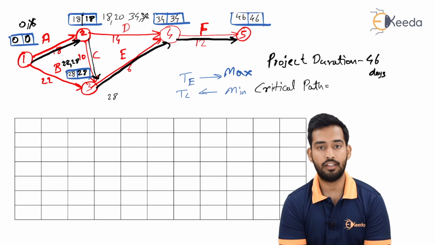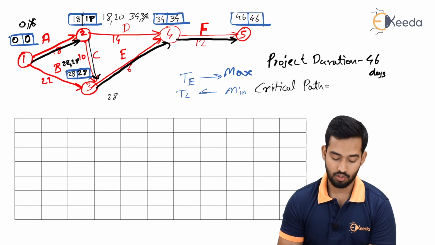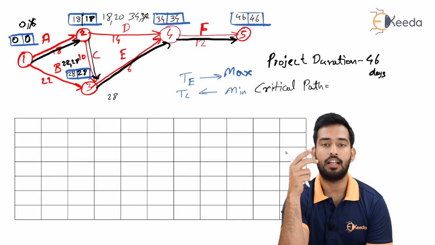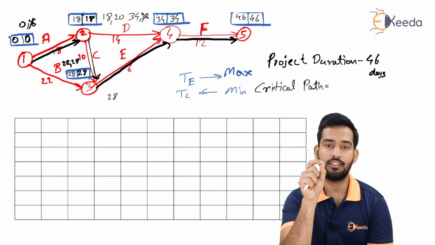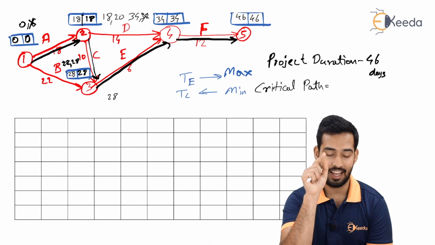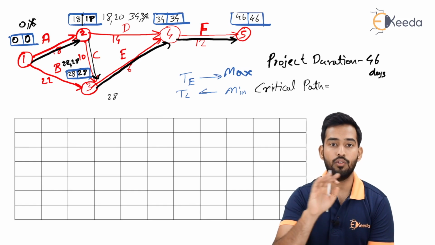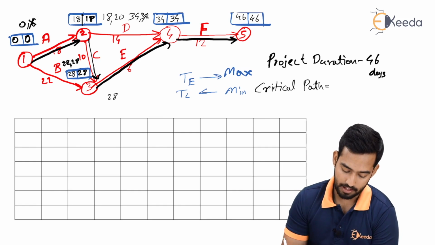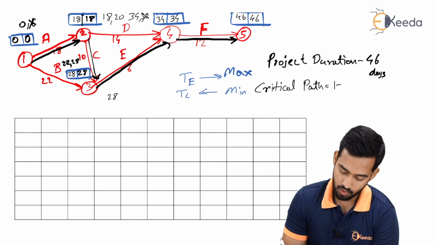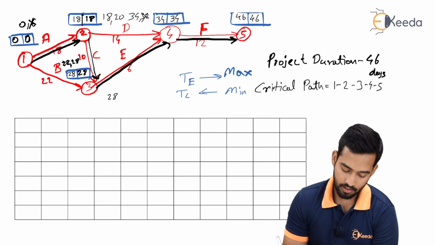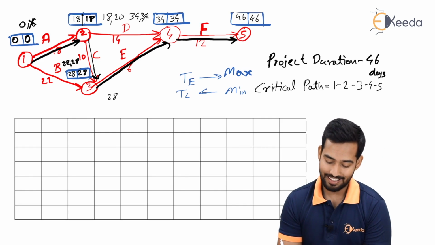As the value between T and TL is 0, there is no slack present over there. Now what is slack? Slack is when there is excess time available for completion of that particular activity. Or we can also say that the critical path has 0 float. So your critical path will be 1, 2, 3, 4 and 5. So this is our critical path.